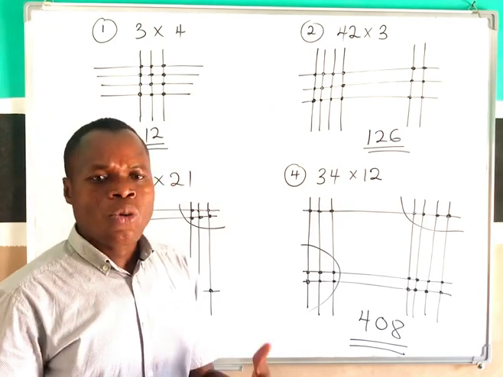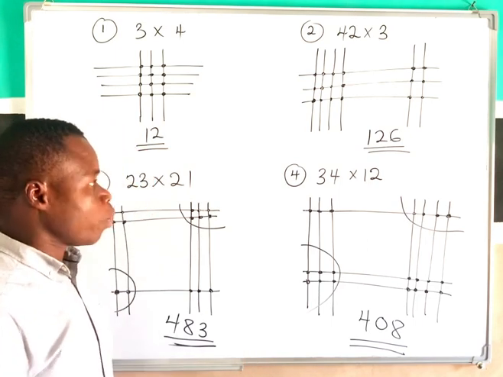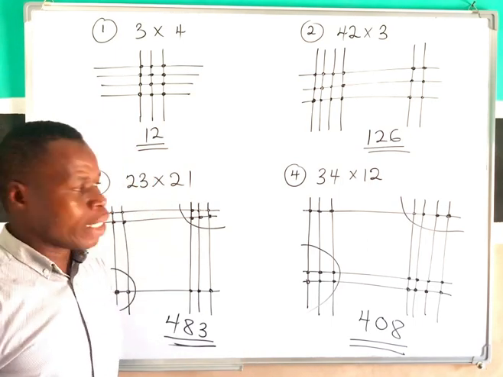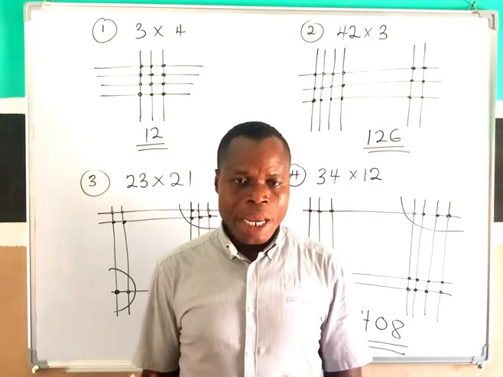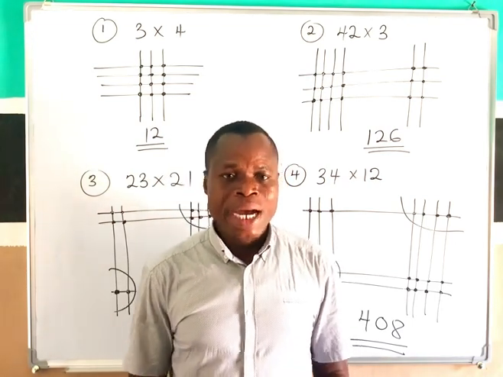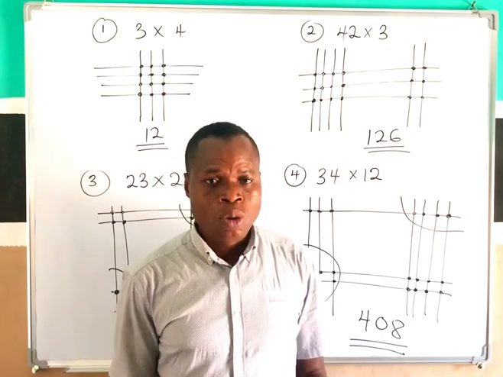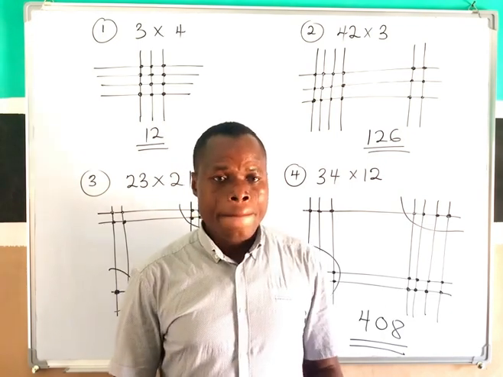So this is how we use the Japanese method of multiplication, which is very, very good for kids at the lower grade, because they will see it and do it practically and get their answers down. And it's not difficult to deal with this particular method.